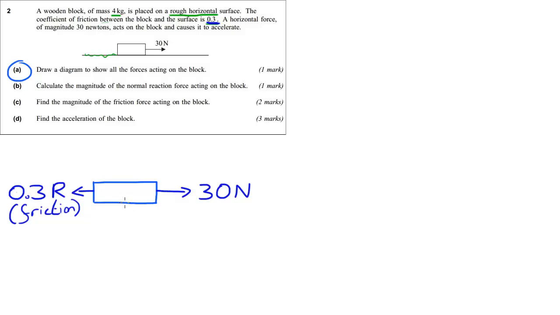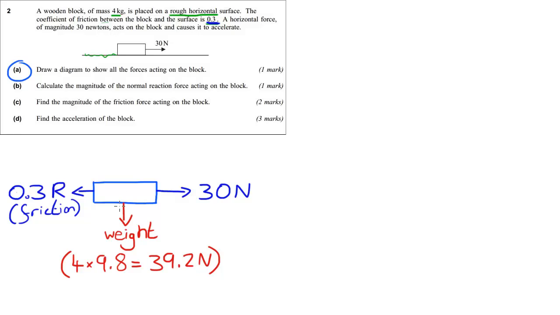But we will come to that R later. So going down, we have gravity pulling down. We have the weight. Weight is the effect of gravity on the mass, and we can calculate the weight. We can say the weight is the 4 kilograms that we have, 4 kilograms times 9.8, which is the effect of gravity. So the mass times the gravity, which is going to be the weight, which is 39.2 newtons. There it is.